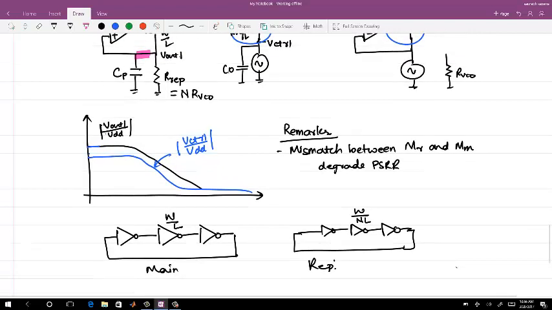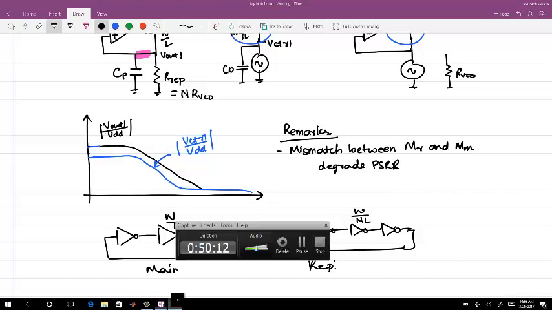Okay, coming back, we were talking about the replica. I think we have to stop here. We'll continue tomorrow. People are waiting outside.